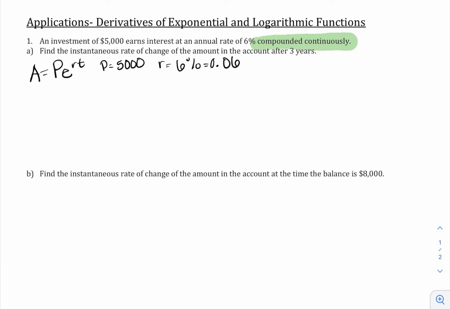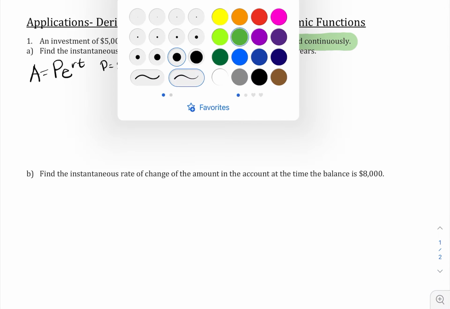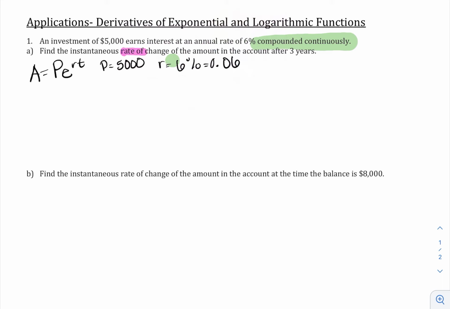Find the rate of change of the amount in the account after 3 years. So they're not asking for A. They're not asking for the amount in the account. They're asking for the rate of change of the amount. So let me highlight that just to make it important. Rate of change of the amount. So what they're actually looking for is A prime at t equals 3.